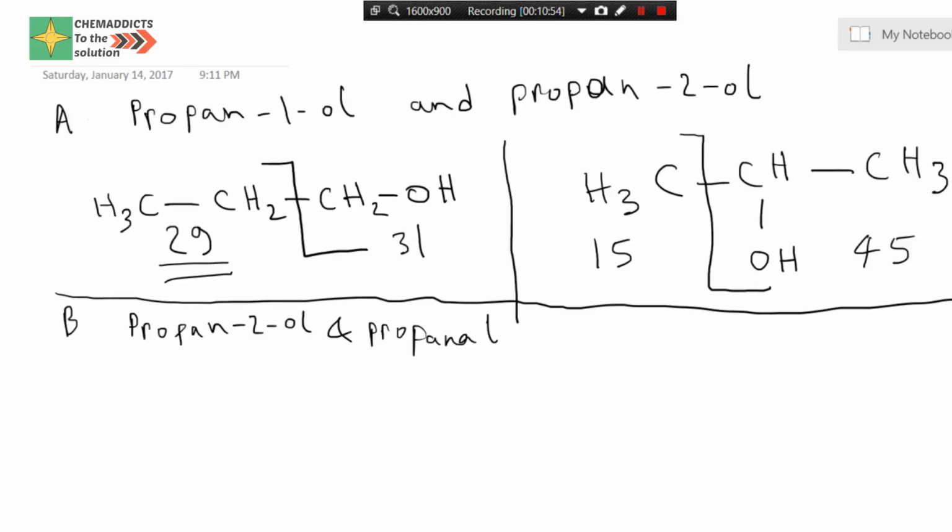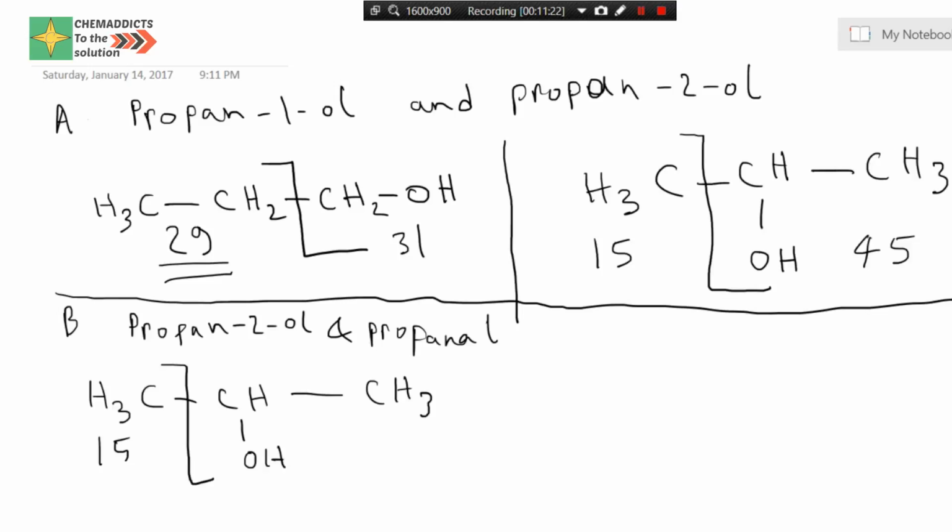So now let's draw the structure of propan-2-ol and propanol. If we want to draw the structure of propan-2-ol, we're gonna get something like this. This is the structure for propan-2-ol, H3C CH OH, then in here this is CH3. So if we fragment this in the same manner, we're gonna get something like this, 15 on this side and 45 on this side.